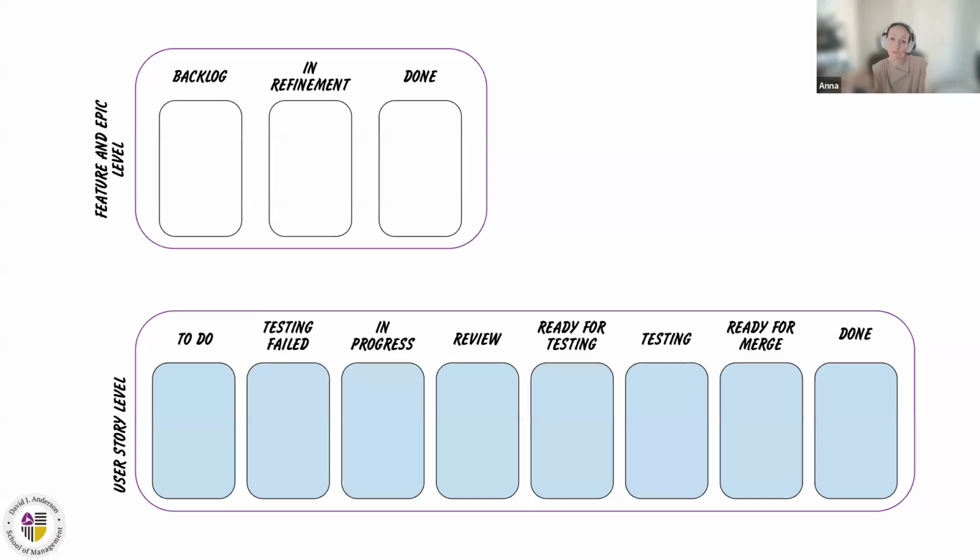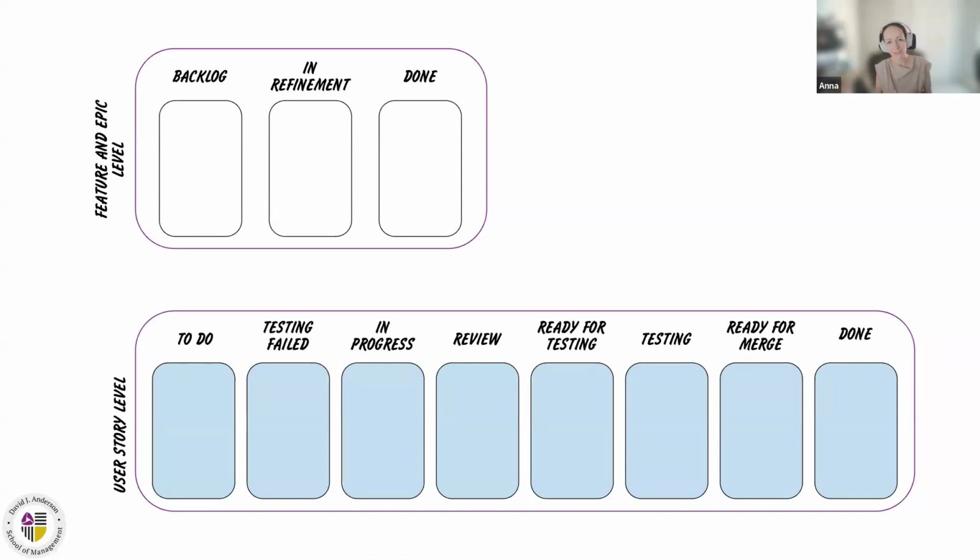This upper board was used by product owners, and it basically said backlog, in refinement, done. And then anything that was in done was just dropped into to do for development teams, and you can see it at the bottom board. And then they just started doing the work on the user story. There was to do, user story in progress, review, ready for testing, testing. When testing failed, they moved the item to the beginning because reasons. And then if it was tested properly, it was ready for merge and done.